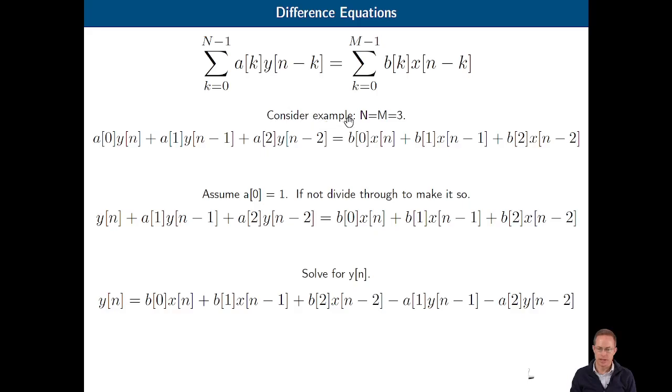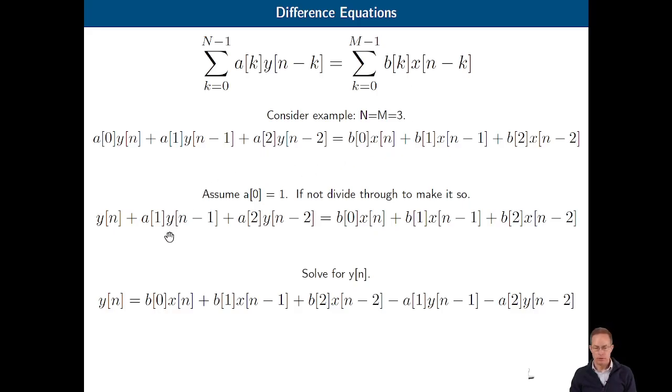Let's take a specific example where we let n and m both be equal to 3. So what I've done is I've expanded out these sums for that special case. When we have n equal 3, on the left we have terms k equals 0, 1, and 2. The first term, k equals 0, gives a0 y[n minus 0], which is just y[n]. Then we have a1 y[n minus 1], a2 y[n minus 2]. On the right-hand side, we have b0 x[n], b1 x[n minus 1], b2 x[n minus 2]. That's nothing more than a simple expansion, writing out all the terms for this special case.